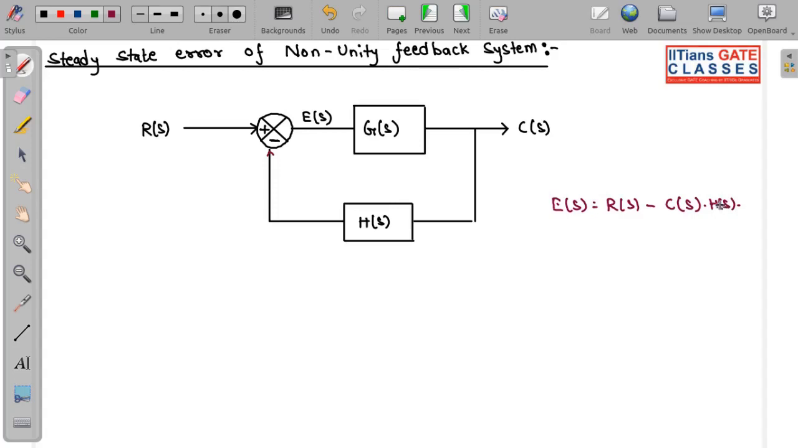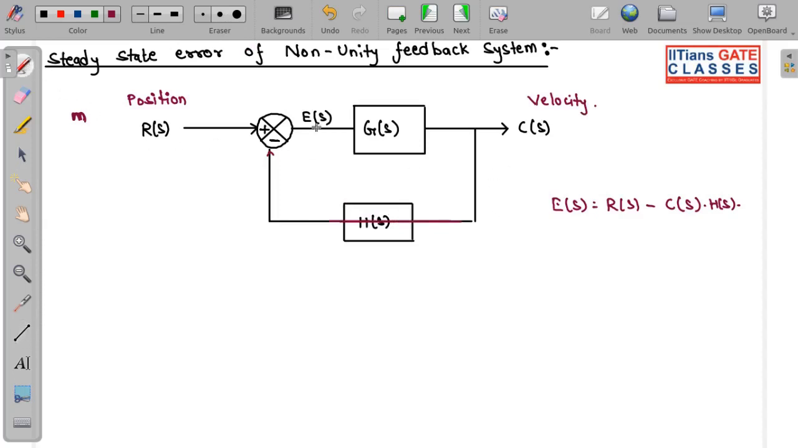Suppose R(s) has the unit of position. Position means it will be meter. And suppose the output over here is velocity, and if this was unity feedback instead of non-unity, what would have happened?